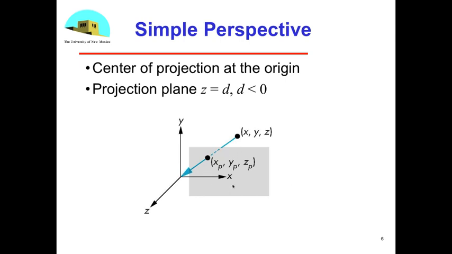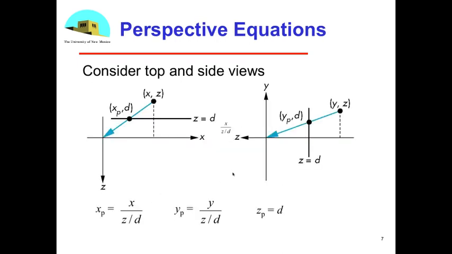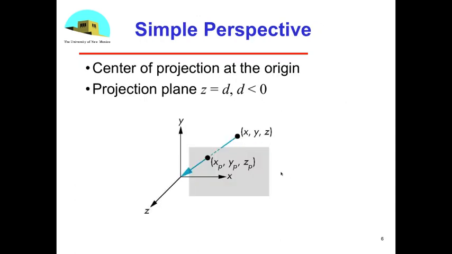Other books will do it by putting the projection plane at z equals 0 and then moving the center of projection back along the z-axis. I prefer to do it this way because the equations come out a little simpler, but it's not a major difference. So if I look at that from the top view and the side view, I get two pictures that look like this. So I'm taking this and looking at it from one side, and I'm also looking at it from the top so that I can get equations to give me where x, y, z project into.